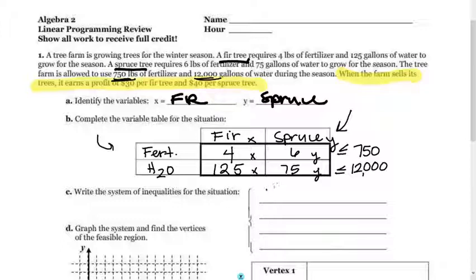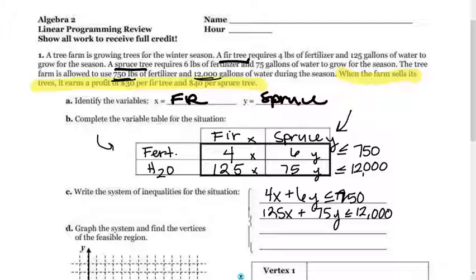So my first one I'm going to write is this one, 4x plus 6y less than or equal to 750. It doesn't look like a 7 or a 5. Uh-oh, I just erased something. It's not happy about that. Okay. So anyway, 750. And then my next one, I'm going to write an equation about water. 125 for every x plus 75y, and I can use up to, but not more than, 12,000 gallons.